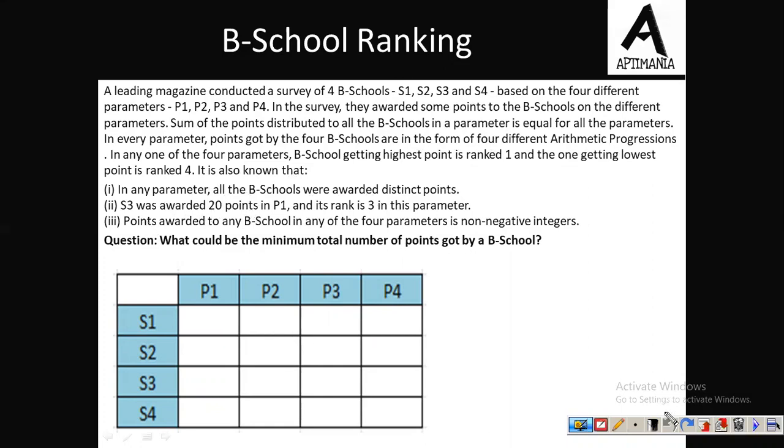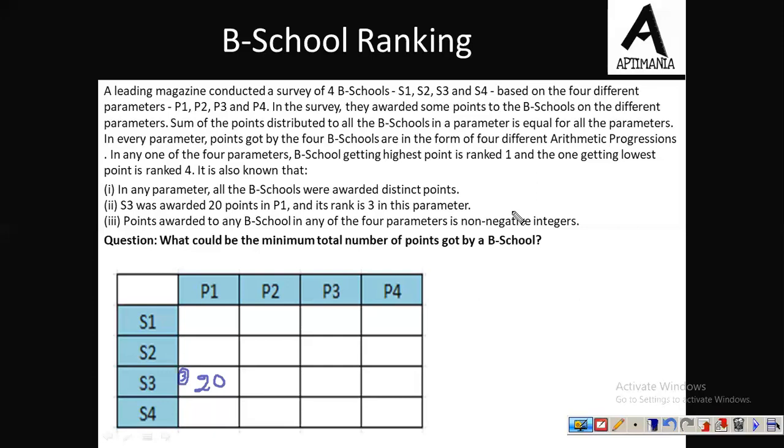S3 was awarded 20 points in P1 and its rank is 3 in this parameter. So this is the third highest value. Further, points awarded to any B school in any of the 4 parameters are non-negative integers. So these were the conditions that were given to us. Now, the question is, what could be the minimum total number of points got by any B school?